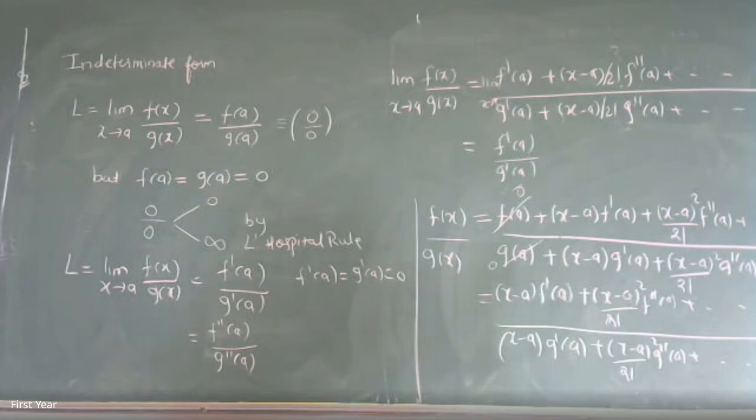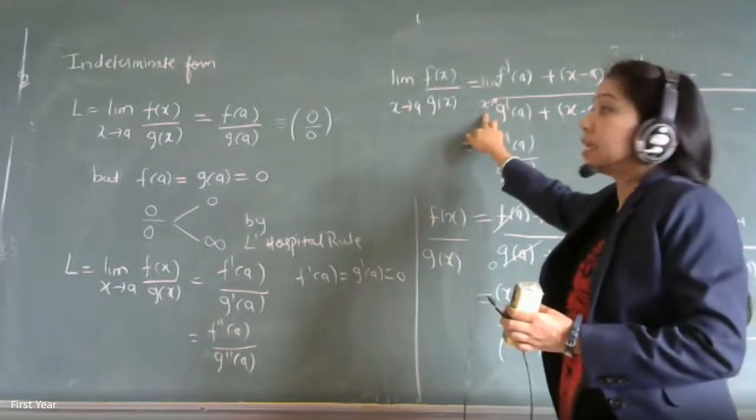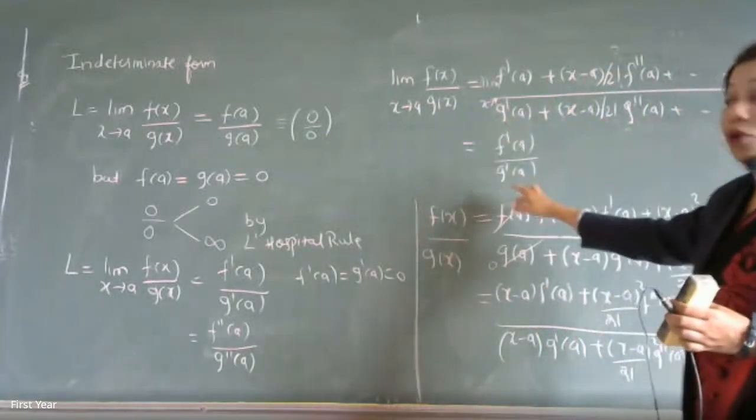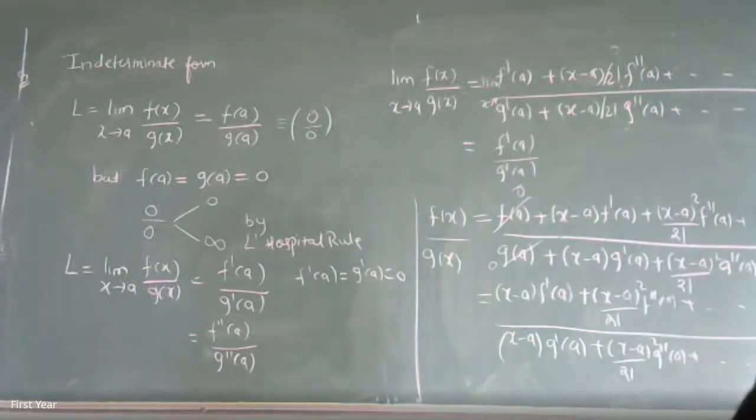In this way, in all the further terms you are going to have an x minus a term. What are we finding? Limit as x tends to a. So apply the limit on both sides. When we put x is equal to a, these first two constant terms remain as they are, but all other terms have x minus a, so that will become a minus a, which is 0. So what will be your answer? f dash of a by g dash of a. So that is your L'Hospital rule. Is it okay? Derivative of the numerator, derivative of the denominator, and put x is equal to a. Is this clear?